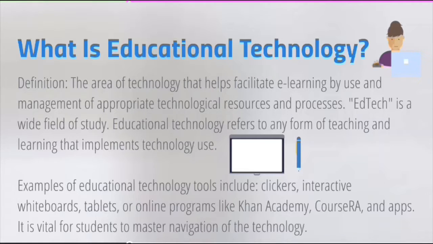Examples of educational technology tools include clickers, which are instant response tools, interactive whiteboards, which are like smart boards I'm sure you've seen in a classroom, tablets, or online programs like Khan Academy, Coursera, and educational apps. But it is vital for students to master navigation and understand how to use the technology, or it will not reach its proper benefits.